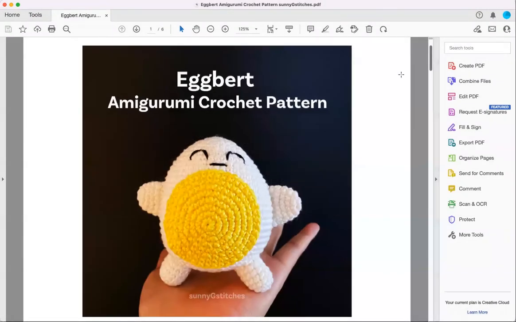Welcome back to Amigurumi 101. In this video, I'll be explaining how to read an amigurumi crochet pattern. I wrote this pattern for Egbert specifically for this course, making sure that it is very beginner friendly. All right, let's begin.